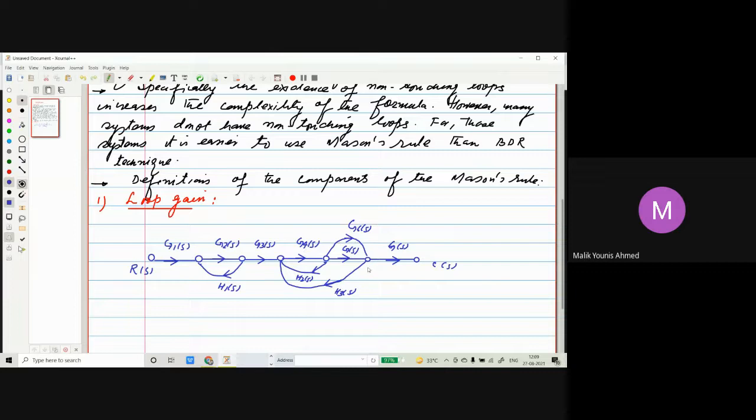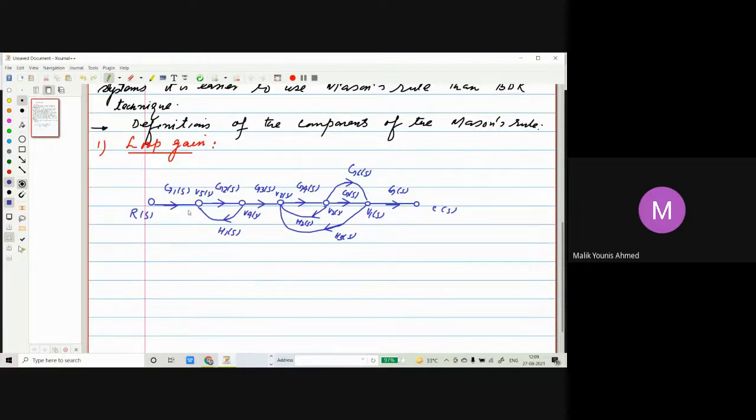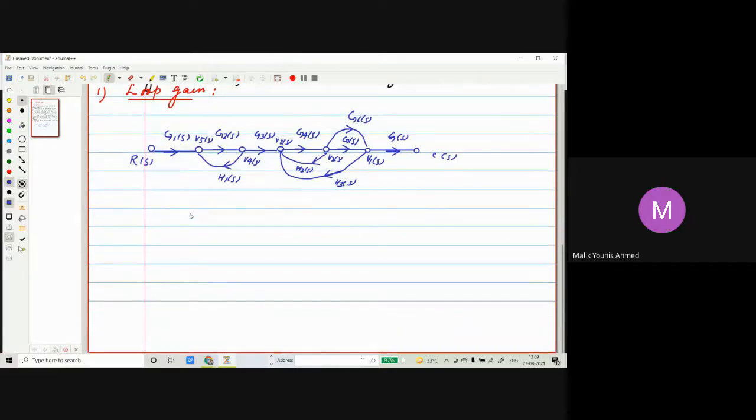Here, the voltage at this point is V1(s). This is V2(s), this is V3(s), this is V4(s), this is V5(s). So this is the signal flow graph, our reference. You can have any signal flow graph, but for us the reference is this one.